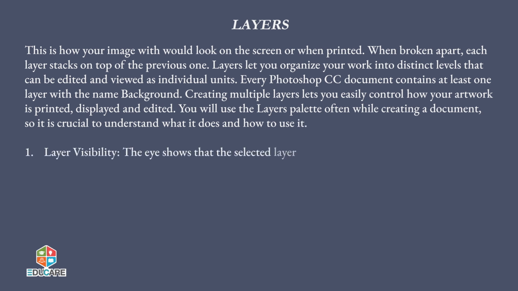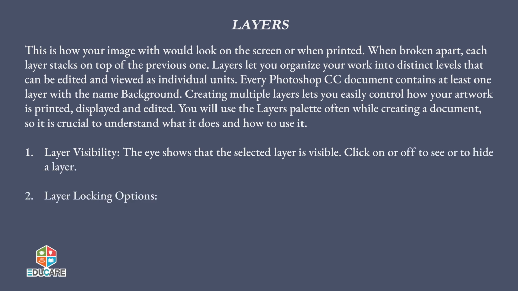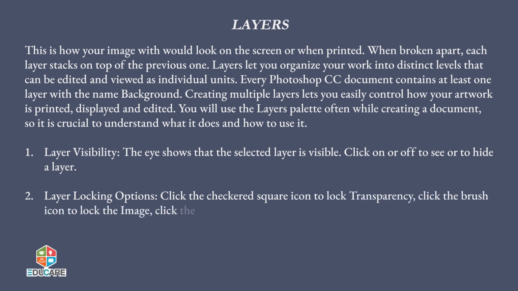Layer visibility. The eye shows that the selected layer is visible. Click on or off to see or to hide a layer. Layer locking options. Click the checkered square icon to lock transparency. Click the brush icon to lock the image. Click the arrow icon to lock the position, and click the lock icon to lock all options.